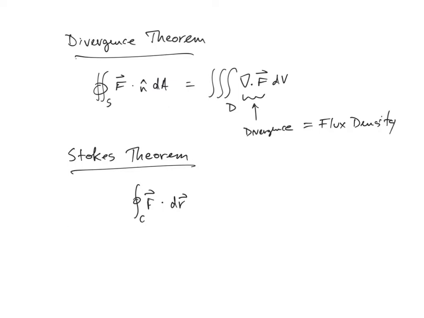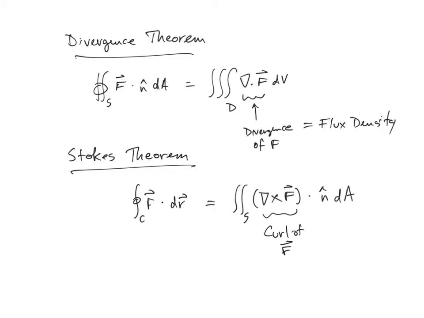Okay? Stokes' theorem says that that is equal to a surface integral over a surface S of this. Okay, it's a surface integral. So we've got something dot n hat dA, and that something is what? What did we call this? Anybody remember? The curl. This is the curl of F. This is the divergence of F.